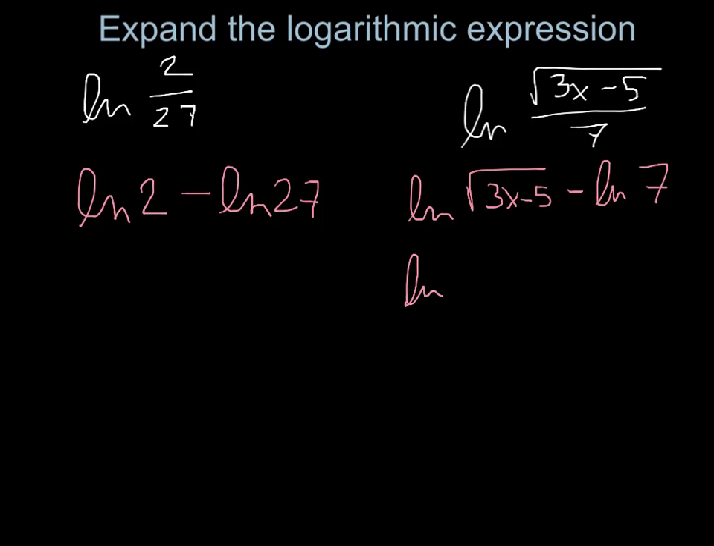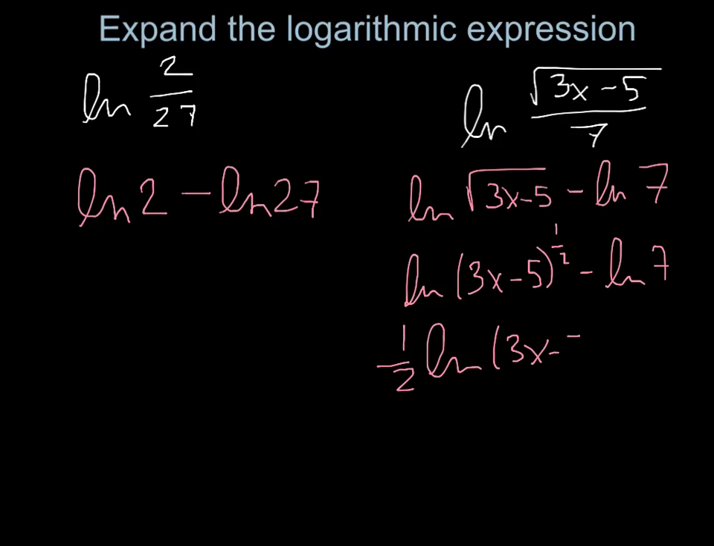So first I'm going to rewrite it as 3x minus 5 to the 1/2 power. Now, hopefully you see why I did that, because I can move the 1/2 out front because of the exponent. So I have 1/2 natural log of 3x minus 5 minus the natural log of 7.